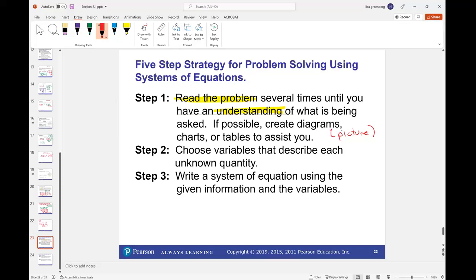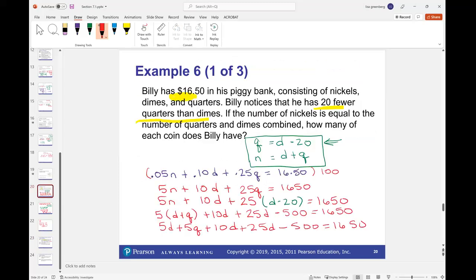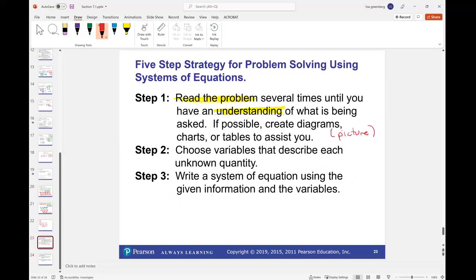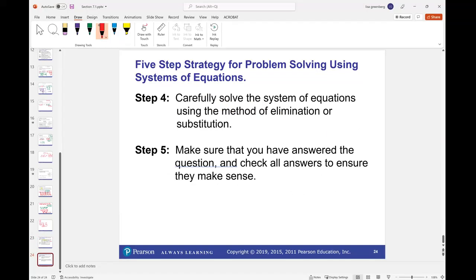Okay. And then write a system of equations using the given information, which we did. This is our system of equations. Actually, we have 3 of them. This is also included in the system of equations. Okay. So there's 3 because we have 3 unknowns. Remember I said, as many unknowns as you have, you have to have that many equations. Okay. And then solve the system of equations using methods of elimination or substitution, whichever seems to work best.